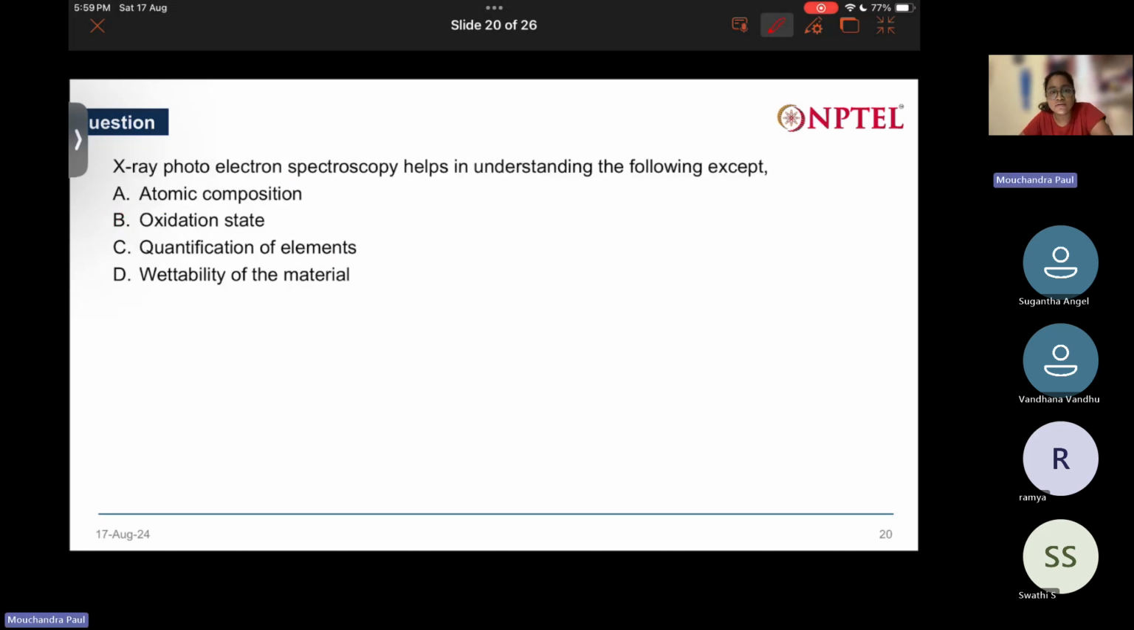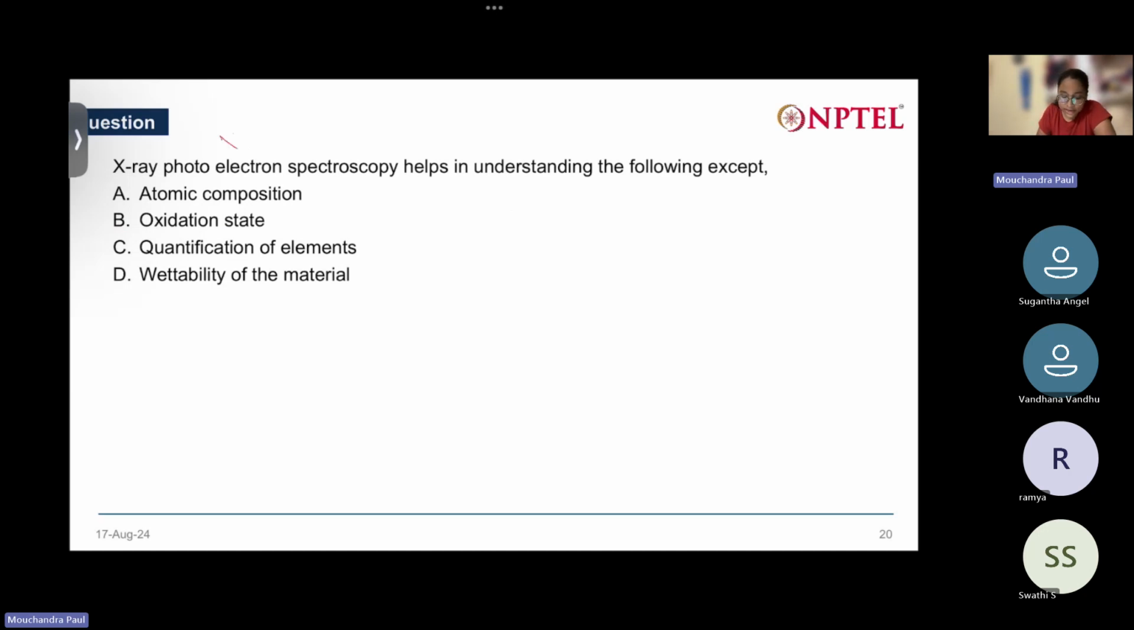This is the next question. X-ray photoelectron microscopy. In short, it is also called XPS. Okay. It helps in understanding the following, except. Means out of these four options, three are correct for XPS and one is not correct. We have to identify the incorrect point.